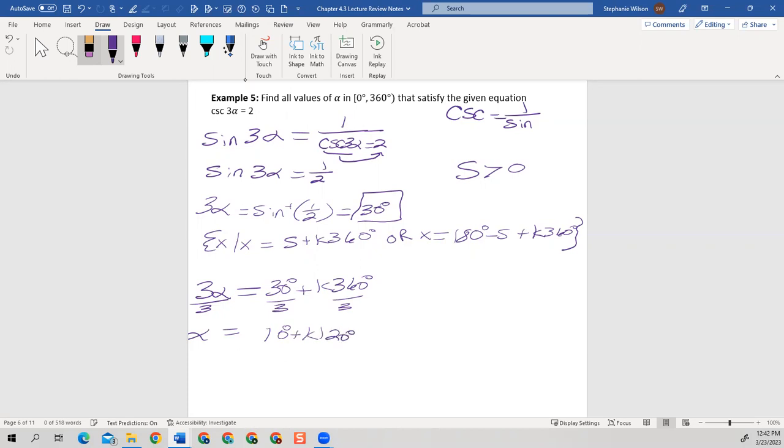And let's do this other side the same way. 3 alpha is equal to 180 degrees minus that 30 degrees plus the k of 360 degrees.